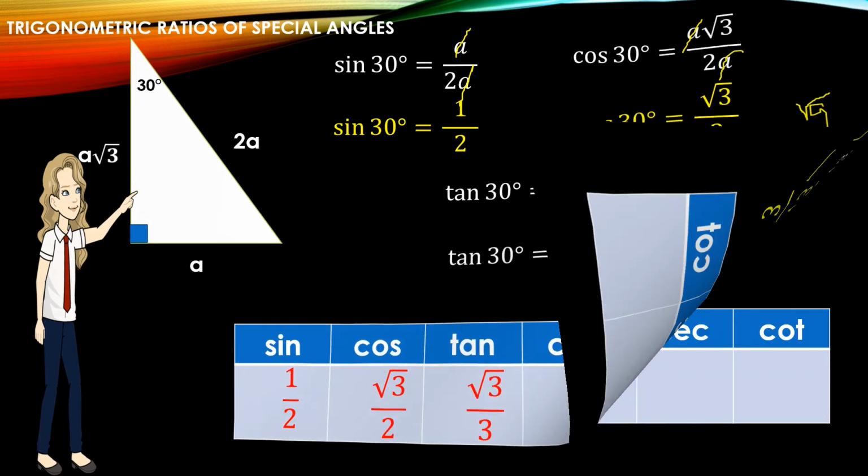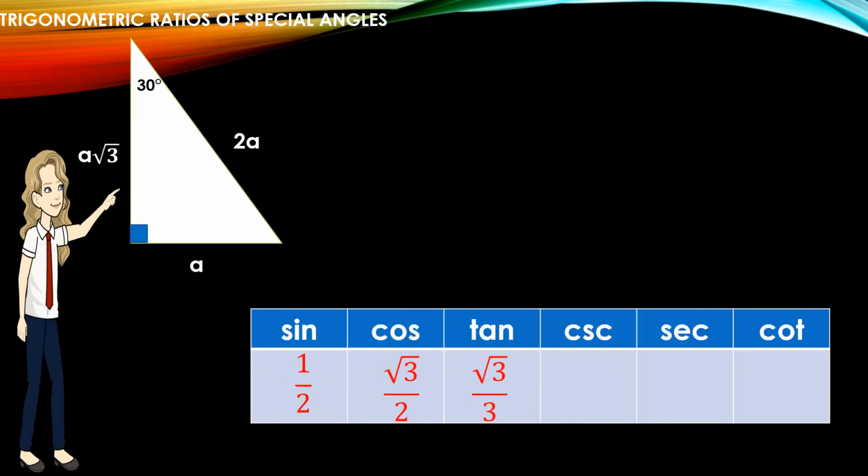Okay, that's the 3 trigonometric ratios. Another 3 is cosecant 30 degrees is equal to. Cosecant is the reciprocal of the sine. So, we have the hypotenuse over the opposite. So, 2A over A. Cancel the A. So, cosecant 30 degrees is equal to 2.